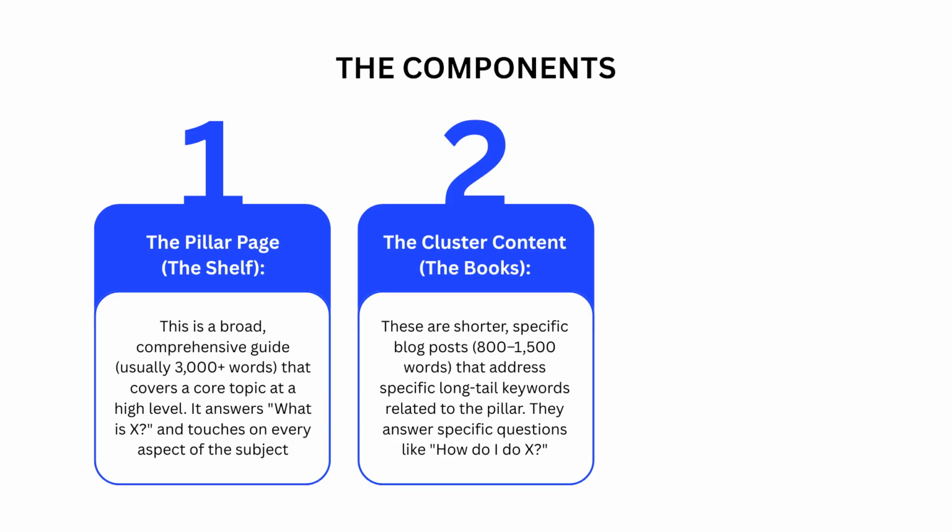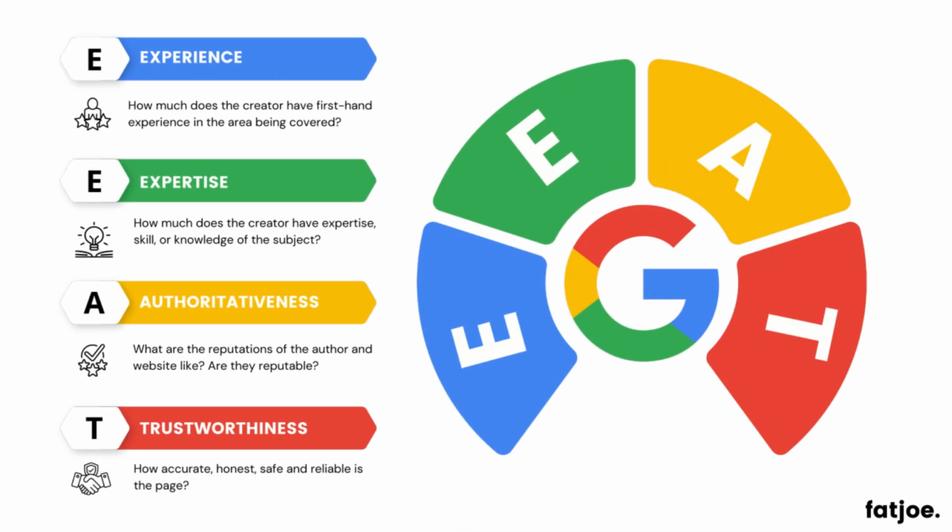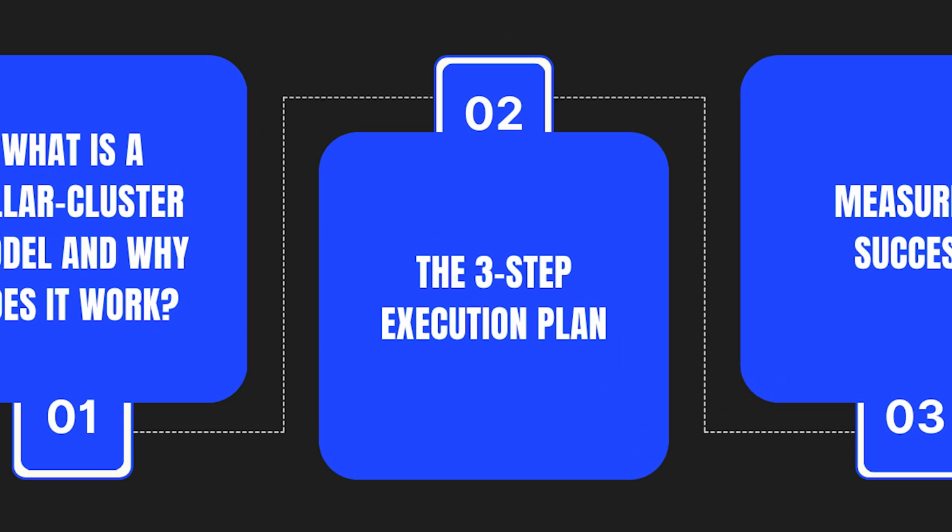So they answer the specific questions like, how do I do X? And 3 is internal linking. This is like the Dewey Decimal System. It's the glue. Every cluster links to the pillar, and the pillar links to every cluster. So why does this work? Google uses EEAT, which I've said before: experience, expertise, authoritativeness, and trustworthiness to rank your content. By linking a dozen specific articles to one central hub, you signal to Google that you have covered a topic exhaustively.